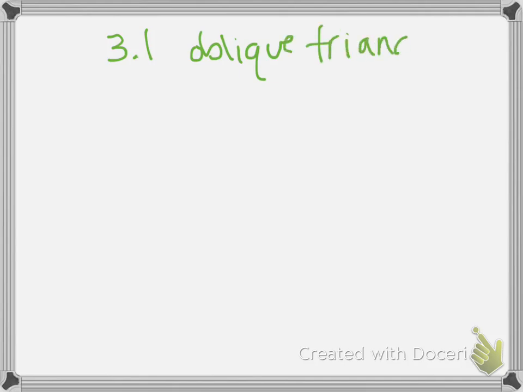Alright, today we're going to talk about 3.1, which works on oblique triangles. Now you can ask yourself, what is an oblique triangle and why are we messing with it?